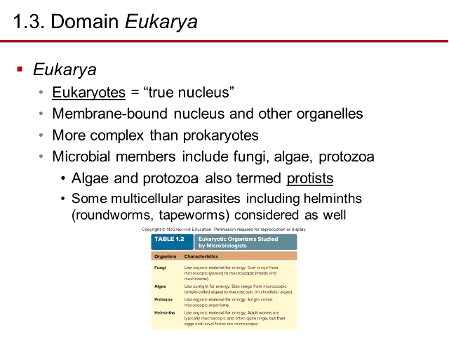Eukaryotes have a true nucleus. That's what eukaryotes means. They have a membrane-bound nucleus and other organelles. They're far more complex and sophisticated than prokaryotes. The microbial members include fungi, algae, and protozoa. Algae and protozoa are also termed protists. Some multicellular parasites, including helminths, which are roundworms and tapeworms, are considered in this group as well. This talks about all those groups, and you can take a look at that as you go through.